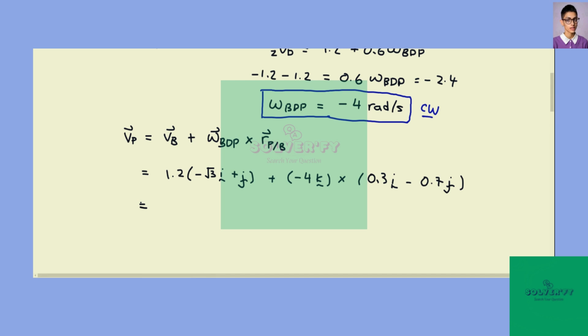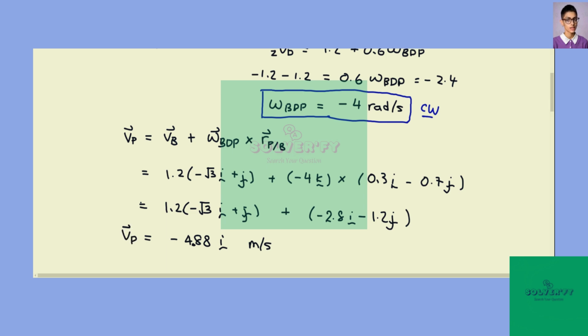So 1.2 minus root 3 i plus j plus, minus k cross i you get minus j, so minus 1.2j, and then minus k cross minus j gives minus i, so minus 2.8i. Simplify, and you get minus 4.88i meters per second. This is the final answer for VP.